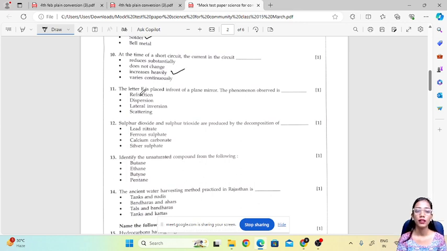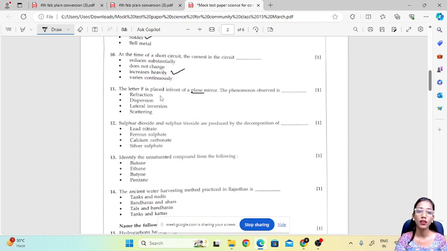Okay, now the letter F is placed in front of a mirror. The phenomenon observed is in front of a plane mirror. Very important, in front of a plane mirror. Okay, we have to remember the properties of the image produced by the plane mirror. The properties are: it is of the same size, it is at the same distance as in front of the mirror, and very important, the image is laterally inverted.